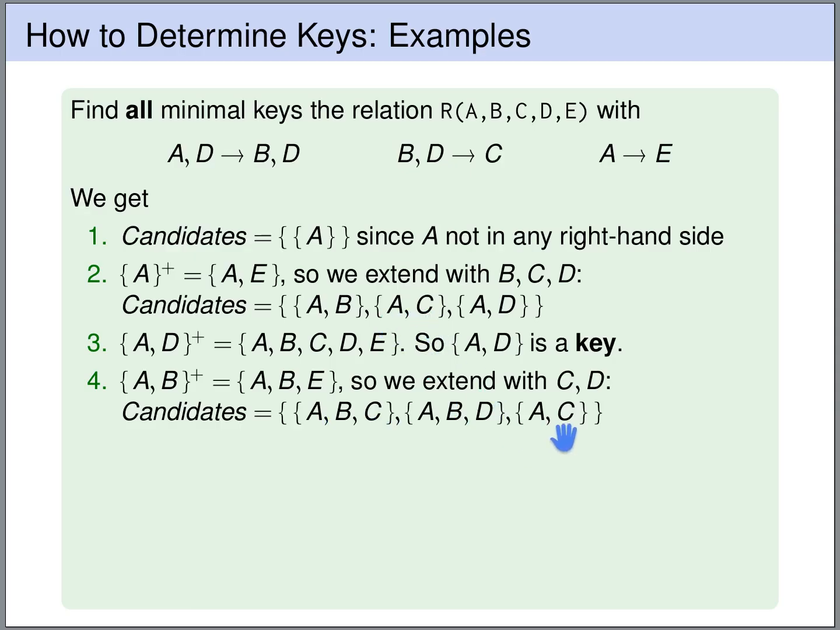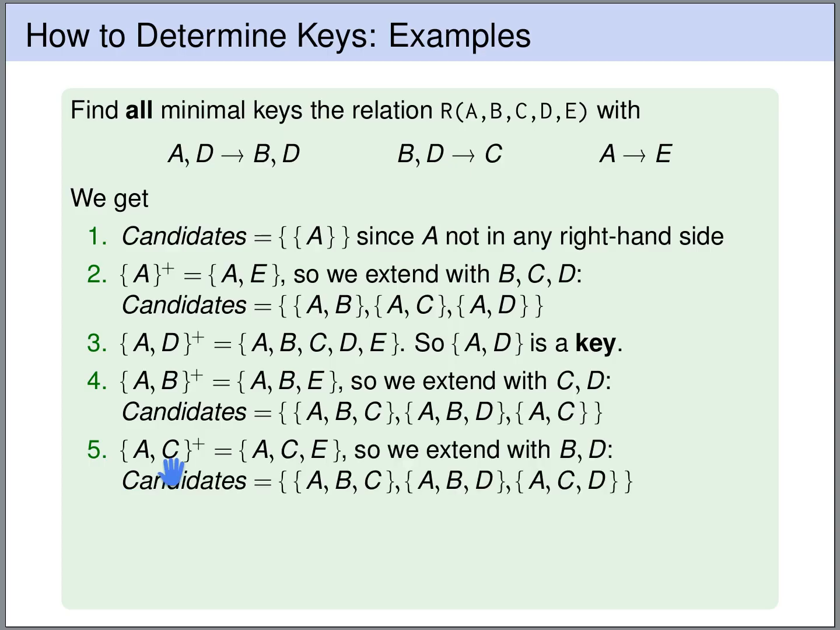As a next step, we again have to look at the smallest candidate. In this case, it's only AC. So we compute the cover of AC. The cover of AC will give us E again. This is not applicable, AD is not applicable, so indeed we get only ACE. This means we have to extend AC with B, so we get ACB, and with D, so we get ACD. So we arrive at this set of candidates.